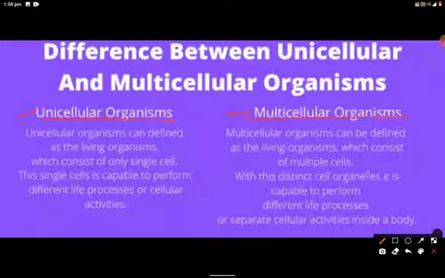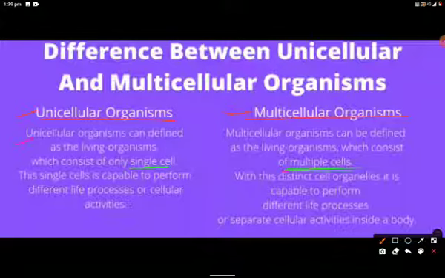So you can easily understand. Unicellular organisms can be defined as living organisms which consist of only one cell. Multicellular organisms can also be defined as living organisms which consist of multiple cells. Both unicellular as well as multicellular are living organisms, but they consist of different numbers of cells. Unicellular consists of a single cell, multicellular consists of multiple cells.